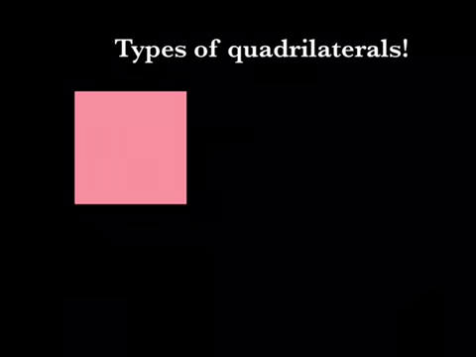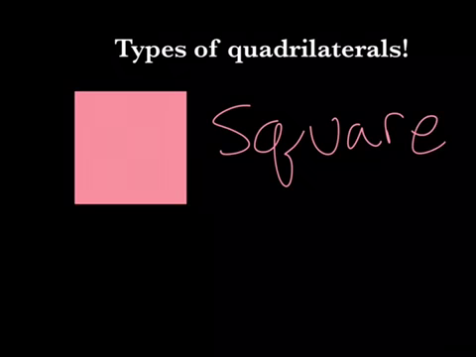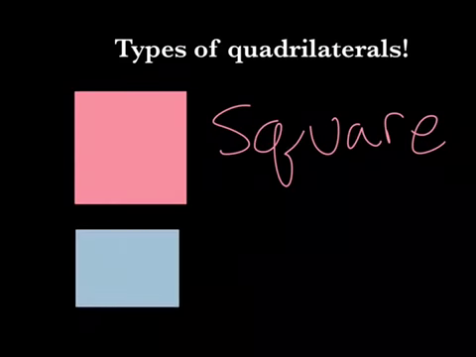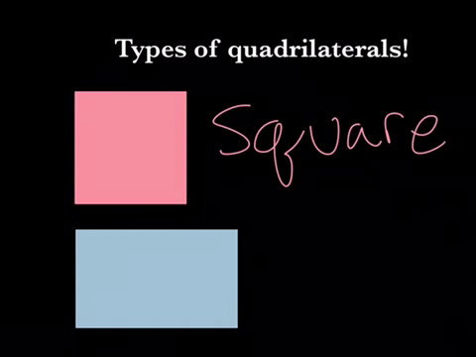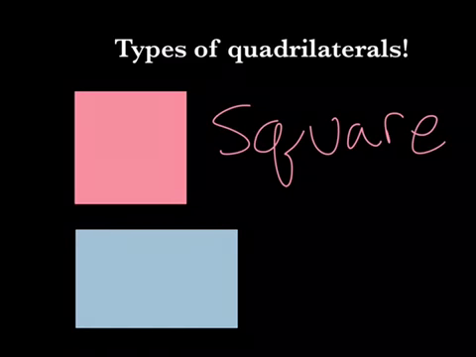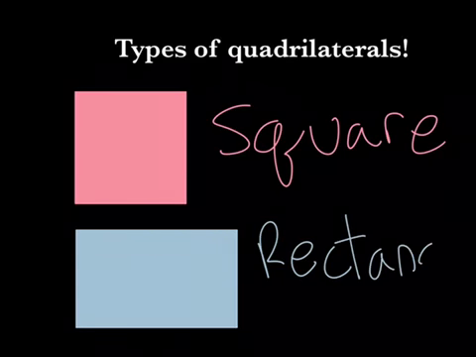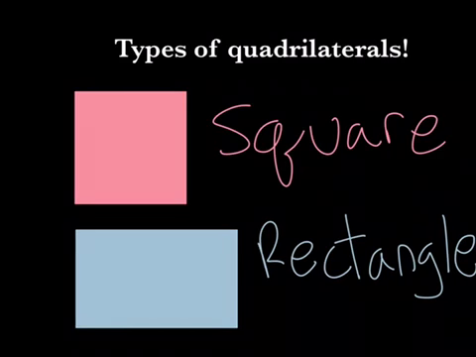Do you know what it's called? It's a square. The second type of quadrilateral looks a little bit different. It looks like this. It has 4 right angles and 4 sides, kind of like the square, but 2 of the sides are a different length than the other 2 sides. And this shape is called a rectangle. Even though these shapes look a little bit different from each other, they're both quadrilaterals since they both have 4 right angles and 4 sides.